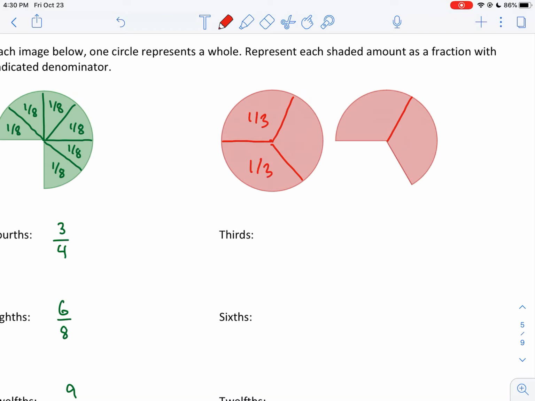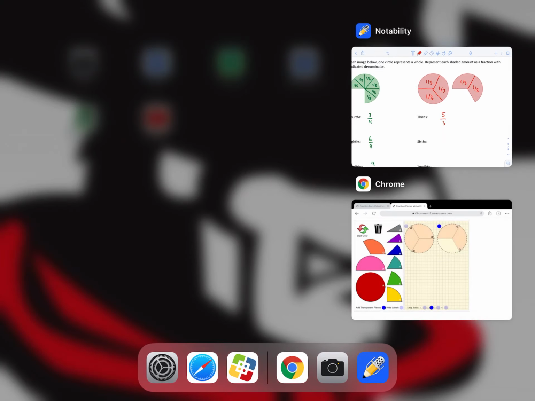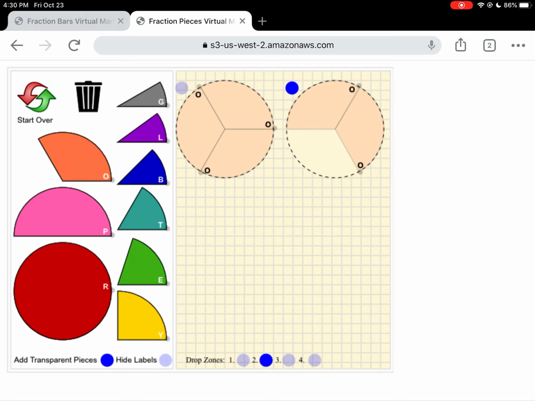All right, so we definitely see there's a third, a third, a third, a third, and a third. So that's a total of 5 thirds. Now let's do this in sixths. All right, let's drop back to this circle and throw the sixths in there. The sixths were the turquoise. So there's 1/6, 2/6. So right away you can see that 2/6 covers a third.